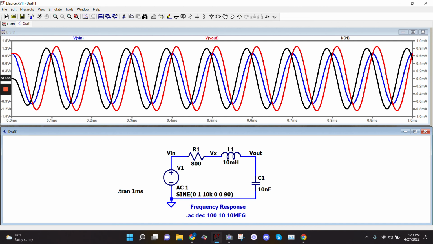If I have a capacitive circuit with no inductance, there could be however many resistors and capacitors you want. As long as there's no inductance, the phase shift will be minus 90. If you have an inductive circuit and there's no capacitance, the phase shift will be plus 90. And if you have a resistive circuit with no inductance and no capacitance, then the phase shift will be 0. But if you mix these components, then you get somewhere between minus 90 and 90 for your phase shift.